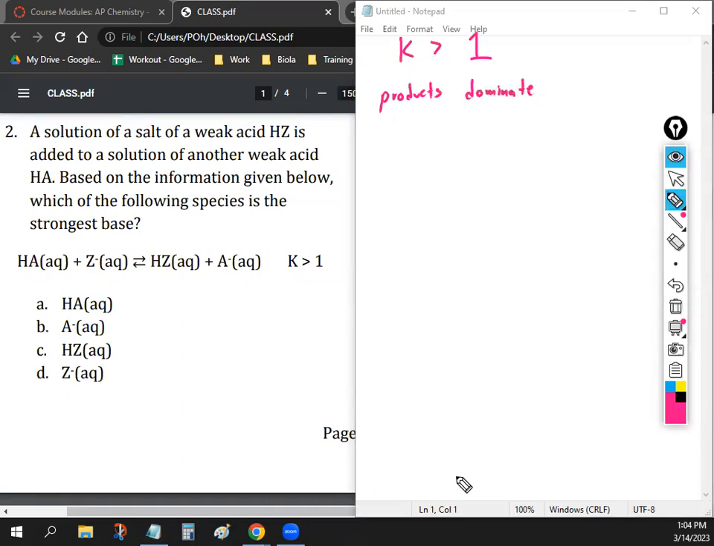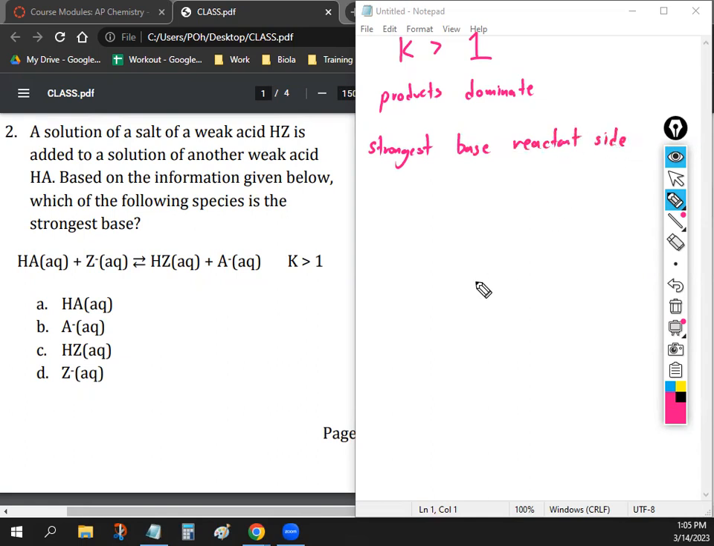Okay, if products dominate the reaction or the equilibrium, which side is the strongest base going to be? It's going to be on the left side, okay? Because the stronger acids and bases want to dissociate, or they don't want to exist, basically, right? They want to get rid of themselves. They want to produce their conjugates, okay? So the strongest base has to be on the reactant side, okay?